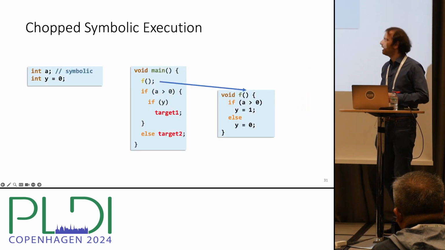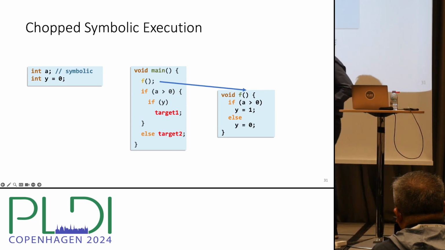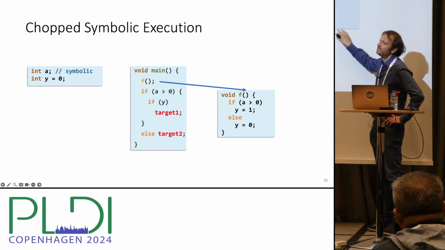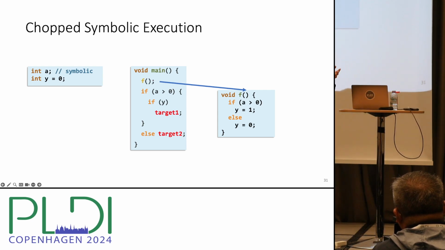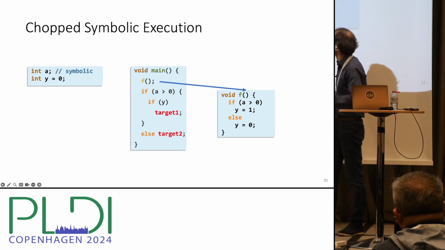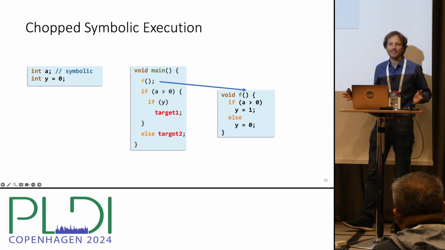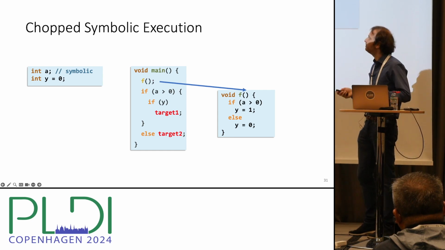All right, so let me show you how chopped symbolic execution works. Let's take this example where I have my input A, which is symbolic, and I also have this global variable Y, which I initialize to 0. And then this is my main program. I start by calling F. Then I have these if statements that reach these targets, target 1 and target 2, which are essentially my patch, if you want. And this is the function F. Here it's really trivial, it only has one if statement, but in reality, it could be a huge piece of code. Now let's imagine that this huge piece of code, which here is just one branch, is actually not needed. So if that's the case, let's skip it.